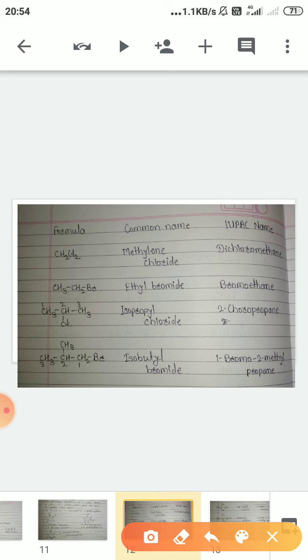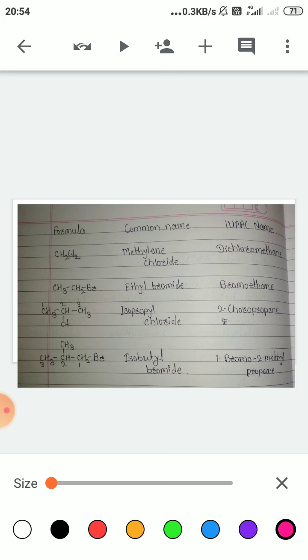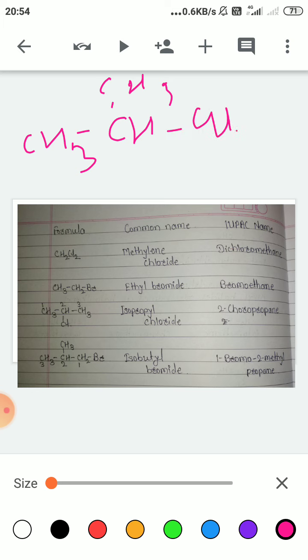Write down once again: CH3 CH CH3 CH2 Br. First select the longest continuous chain, numbered 1, 2, 3. If you have written 1, 2, 3 here, that is also okay.